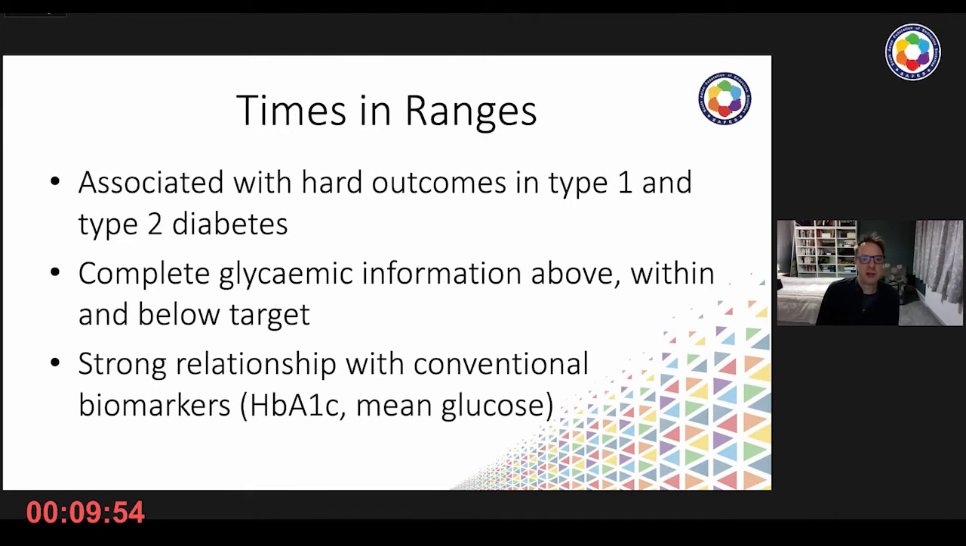So times in ranges are associated with hard outcomes in type 1 and type 2 diabetes. They give us complete glycemic information above, within, and below target. And there's a strong relationship with conventional biomarkers such as HbA1c and mean glucose, which gives us trust in them and means that they are very useful in terms of giving accessible data to people with diabetes.